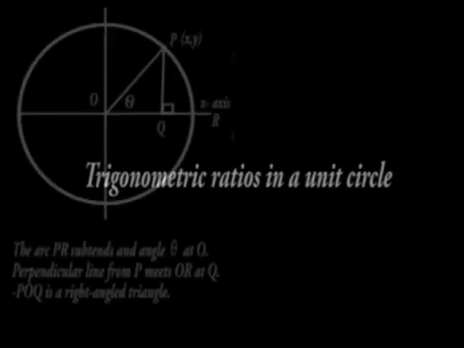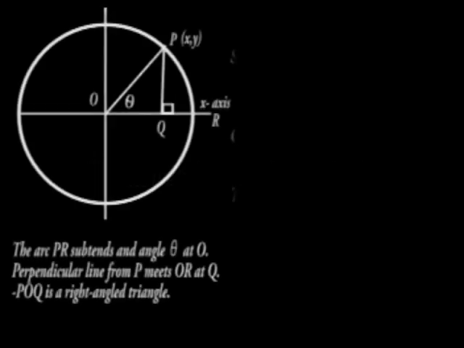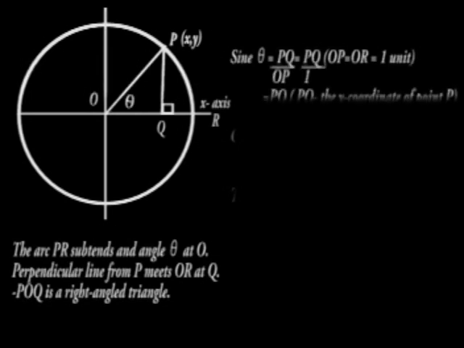Trigonometric ratios in a unit circle. Consider the circle below. The arc PR subtends an angle theta at O. A perpendicular line from P meets OR at Q. Thus, POQ is a right-angled triangle. Finding trigonometric ratios for theta: sine theta is PQ over OP, which is PQ over 1. Note that OP is the radius of the circle, which is 1 unit.